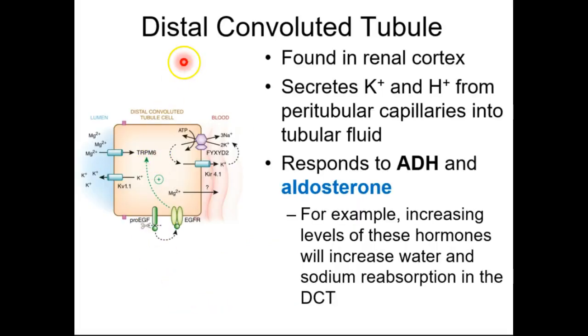So now our urine has made its way to the distal convoluted tubule. It's going to secrete potassium and hydrogen ions from capillaries into tubular fluid. What's hydrogen ion associated with? What do you think of when you think of hydrogen ions? Acids, yes. We mentioned earlier that this is going to help us with our acid-base balance. And this is one way that it helps with acid-base balance.